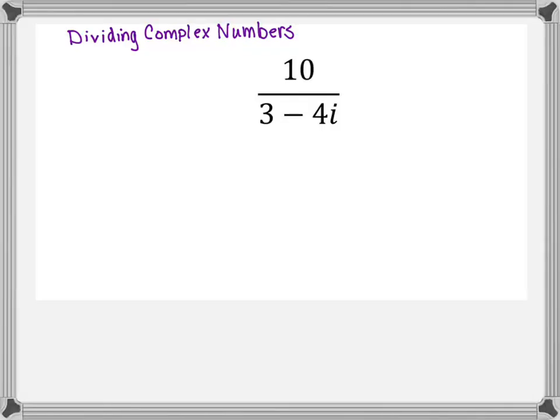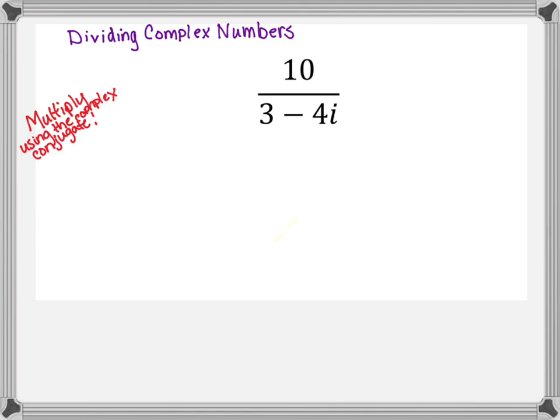Dividing complex numbers. We're going to divide 10 by 3 minus 4i. And just like when we were dividing radicals, when we are dividing complex numbers, we're not truly dividing. We're just changing the form of the expression so that we don't have an i or a complex number in the denominator. When we're doing this, we're going to be multiplying by a form of 1 using the complex conjugate.